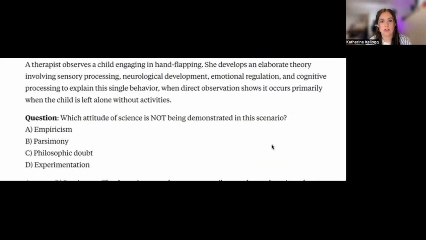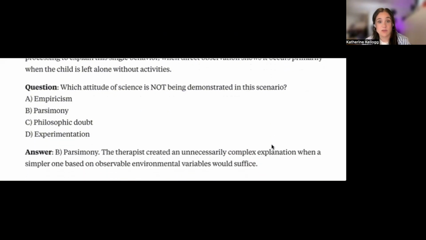A therapist observes a child engaging in hand flapping. She develops an elaborate theory involving sensory processing, neurological development, emotional regulation, etc., to explain the single behavior, when direct observation shows it occurs primarily when the child is left alone without activities. So what is not being considered here or demonstrated in this scenario? You got it. Parsimony. This is an example of an unnecessarily complex explanation when a simpler one could be used. We really should just leave it alone.